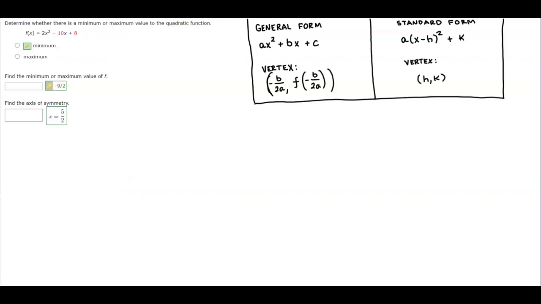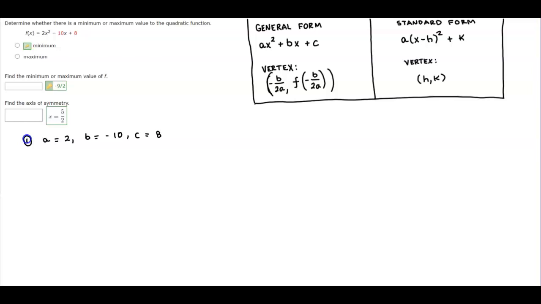Okay, so here we want to be able to determine whether there is a minimum or a maximum value to the quadratic function. We have f of x, which is equal to 2x squared minus 10x plus 8. So the first thing we should do is take a look at the values of a, b, and c. We have a, which is equal to 2. We know that b is equal to negative 10. And we know that c is equal to 8.